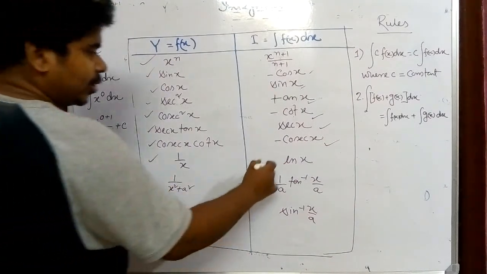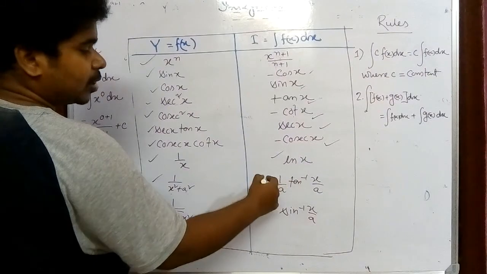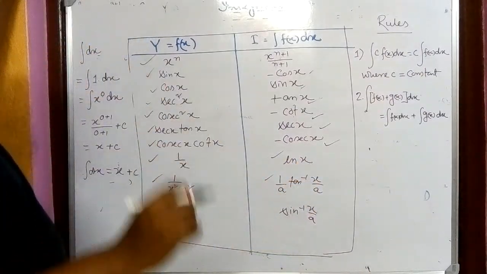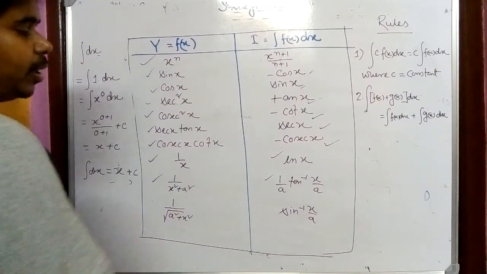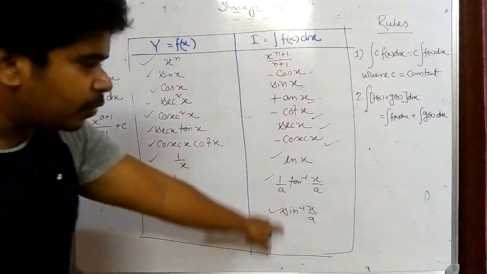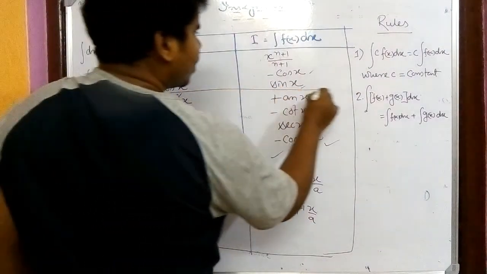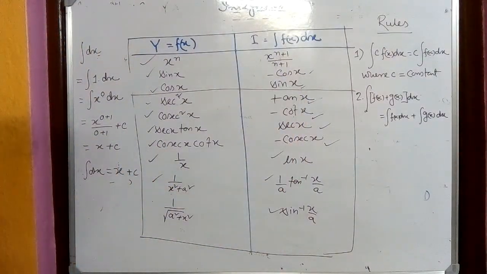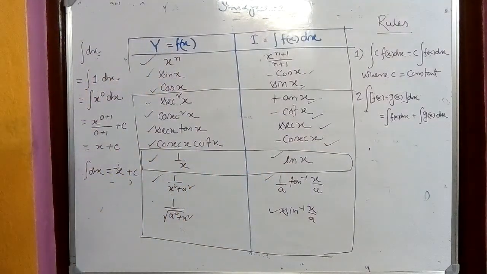Integration of 1 by x equals ln x. Integration of 1 by x square plus a square equals 1 by a tan inverse x by a. That derivation you have to learn in class 12. Integration of 1 by root over of a square minus x square is sin inverse x by a. So these inverse functions you have to learn in class 12. For now, especially for class 11, you have to remember only these three. The rest of the things will never come in the exam, and sometimes this one.